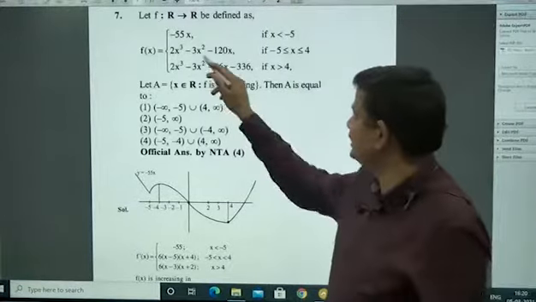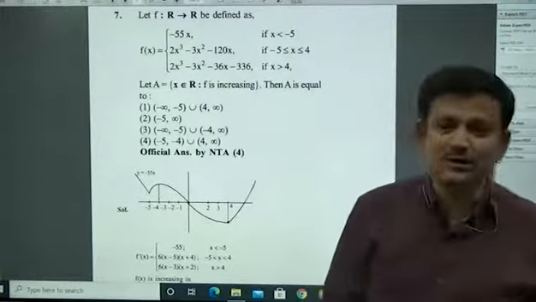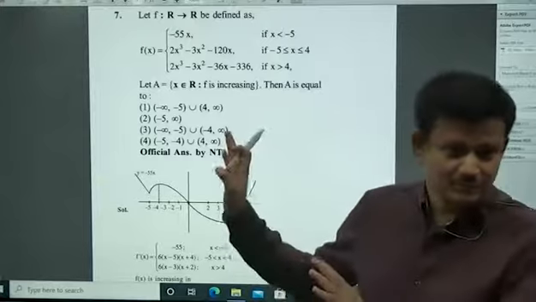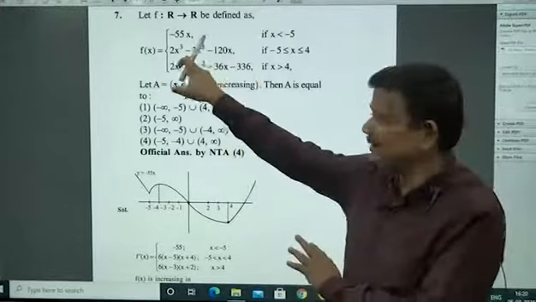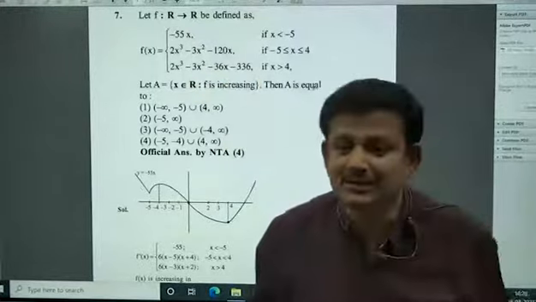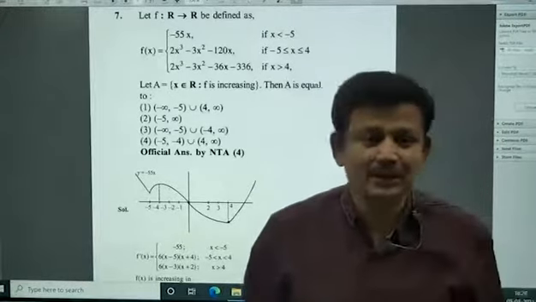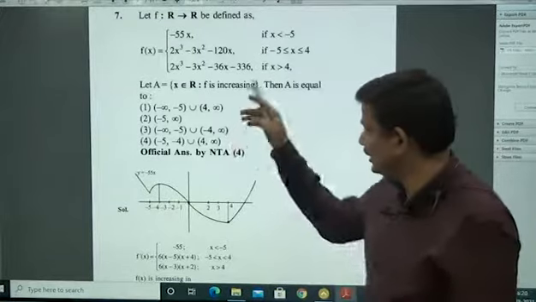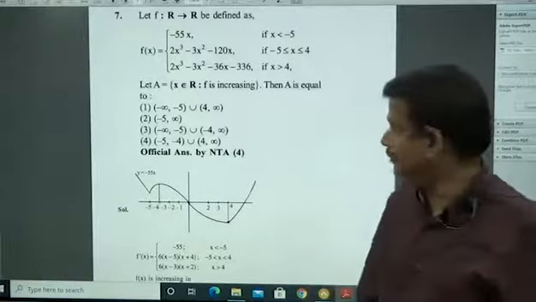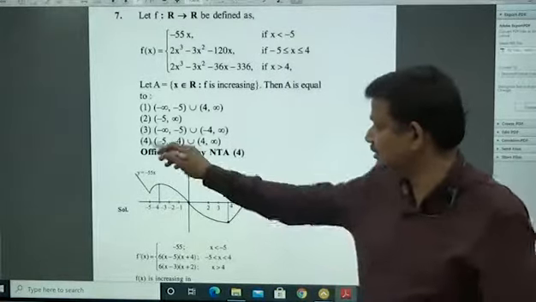What is derivative at 0? Minus 120. Yes or no? Only this will remain, everything will become 0. Minus 120. Is it decreasing there or increasing there? Decreasing. What we want? Increasing. So 0 should not be part of our answer. So what is our answer? Option 4.